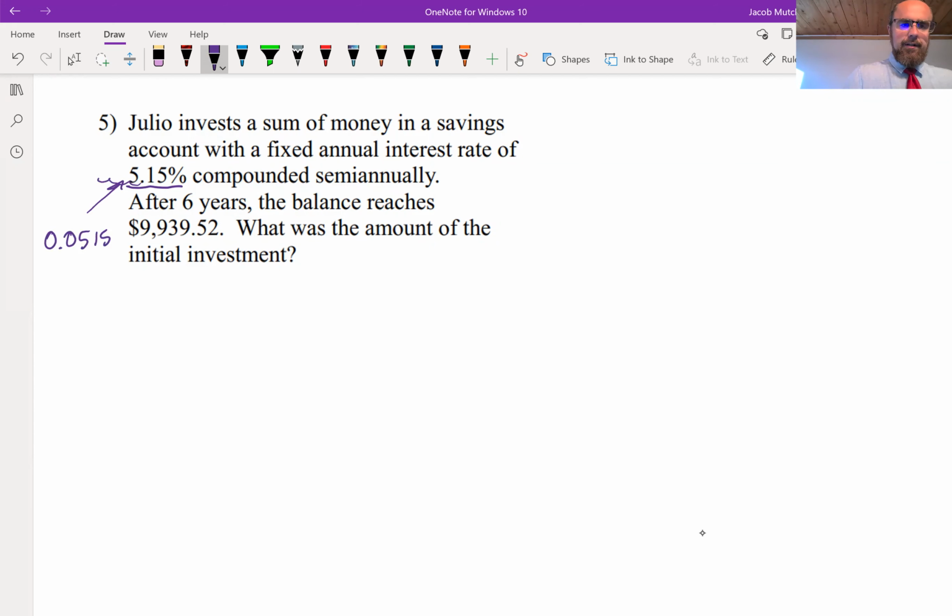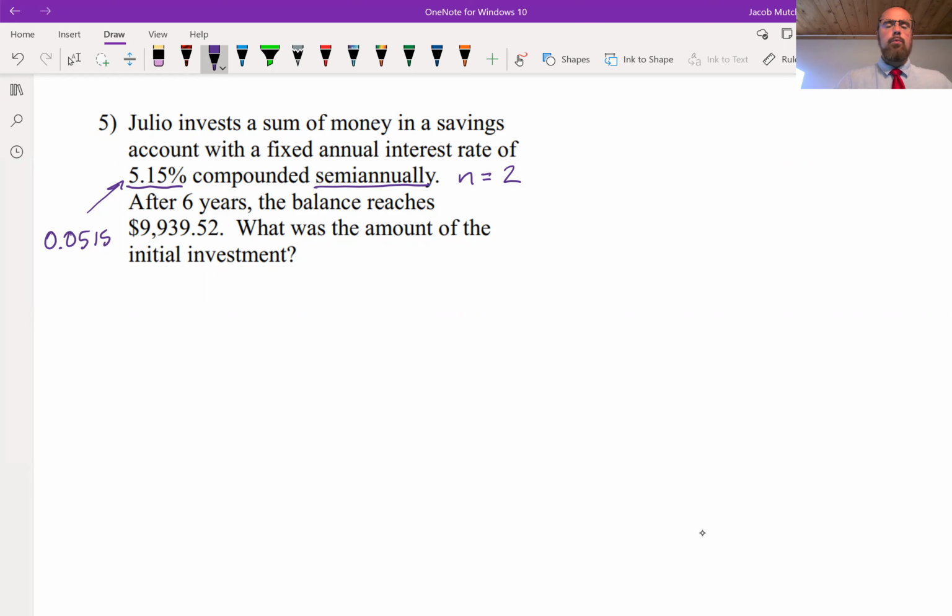I also see here that the investment is compounded semi-annually. So we need to get used to some of these words. Semi-annually means that it's interest compounded twice in the year. The prefix semi means half. So my n value from that word is going to be 2.